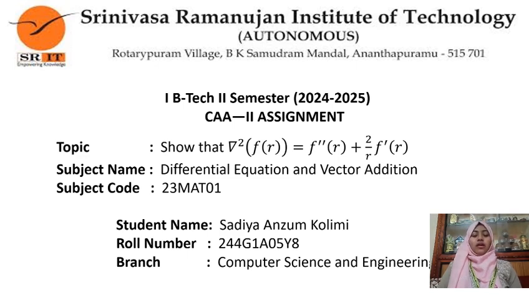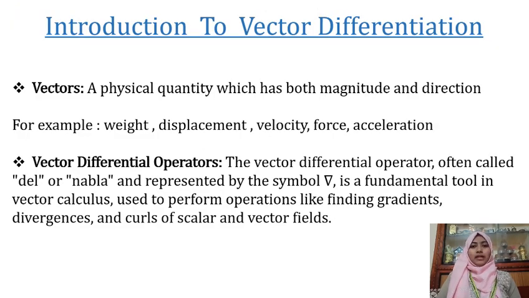So my topic for the second assignment is to show that del square of f of r equals f double dash of r plus 2 by r f dash of r. In my topic, I have to prove that del square of f of r is equal to f double dash of r plus 2 by r into f dash of r. So let's move deeper into my topic.